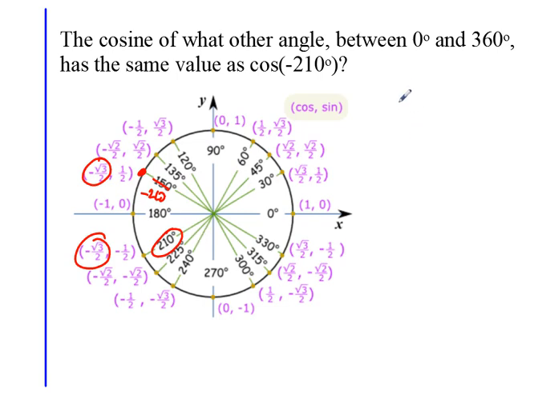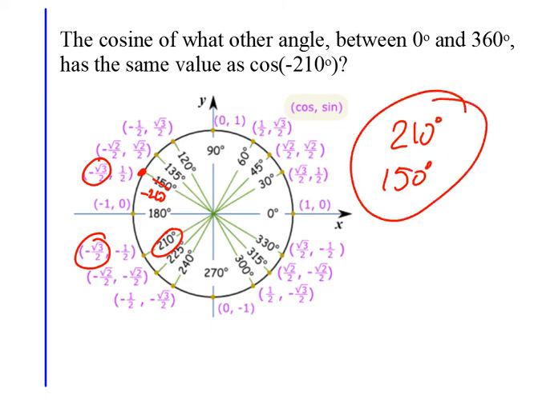So, what other angle has the same value for cosine as the cosine of negative 210? It's actually positive 210, but also 150. I would accept both of these as correct answers.